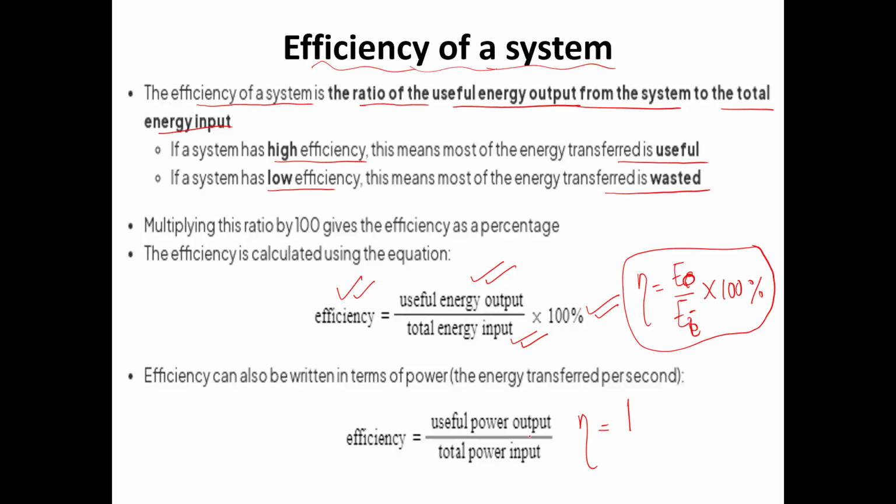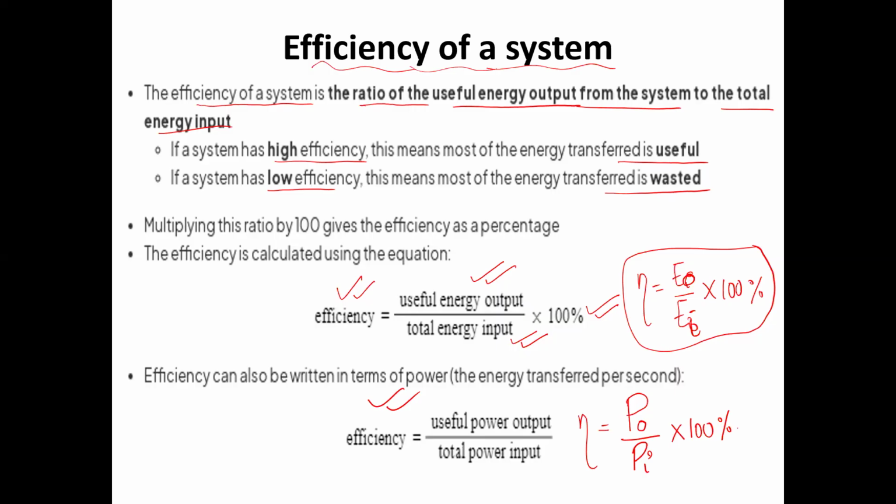And efficiency in terms of power can also be written as the useful output power divided by total input power multiplied by 100%. Right? So efficiency can be found either in the form of energy or it can be found in the form of power as well. So this is the basic formula of efficiency which you should be knowing.